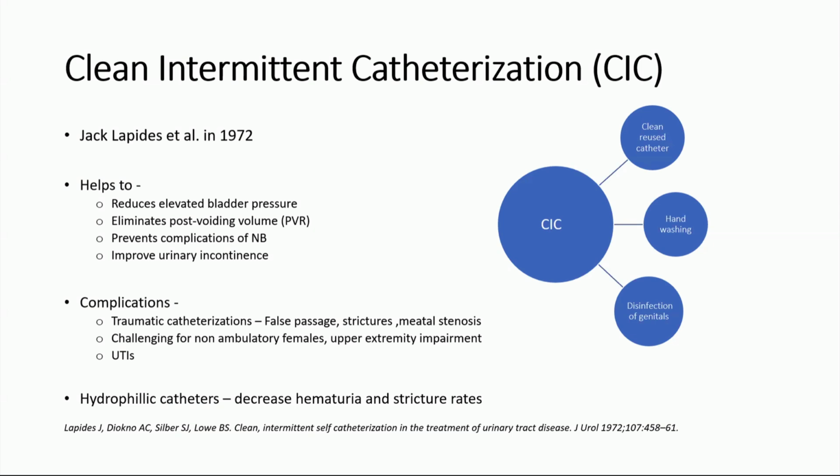However, repeated catheterizations are fraught with traumatic catheterizations and complications like false passage, strictures, and meatal stenosis. Hydrophilic catheters can help to decrease the hematuria and the stricture rates. In addition, it can be challenging for certain groups of patients to perform these CICs, especially those who have upper extremity motor impairment, or in non-ambulatory female patients, where positioning might be difficult. UTIs are one of the greatest concerns and also one of the main reasons for non-compliance in this group of patients.